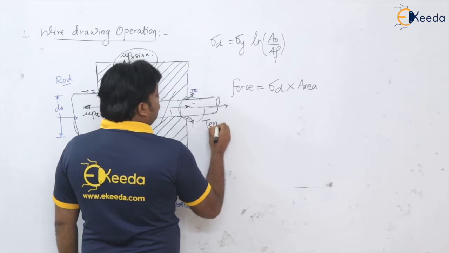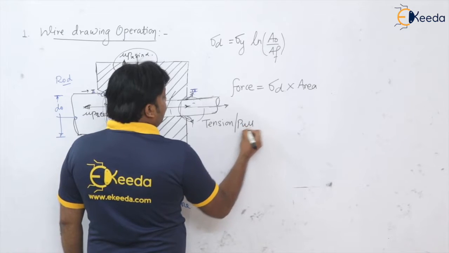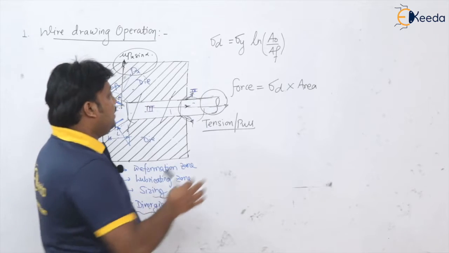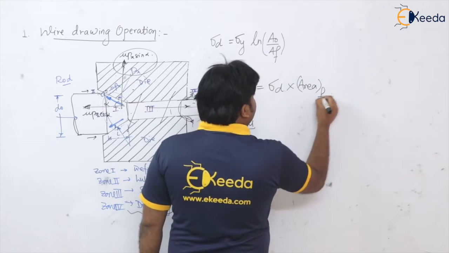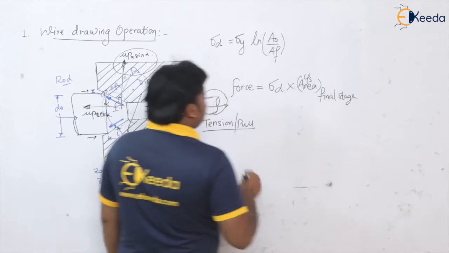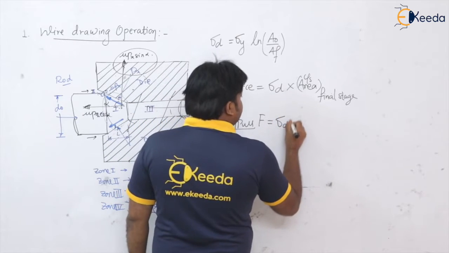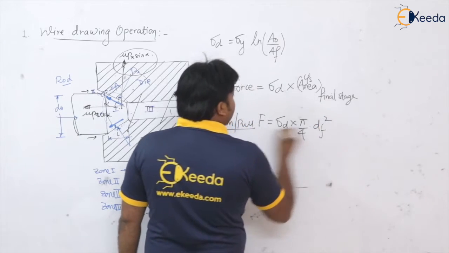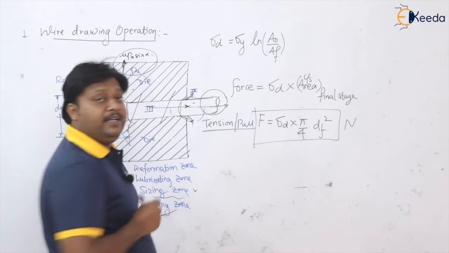It is the tension or the pull at the end of this wire, isn't it? Or pull. So here, this final cross-sectional area we are going to take for the load calculation. So area at the final stage. Okay, final stage. And which cross-sectional area? So I can write this force in the drawing operation as sigma d into pi by 4 into d final square newtons. This is the force in the wire drawing operation.